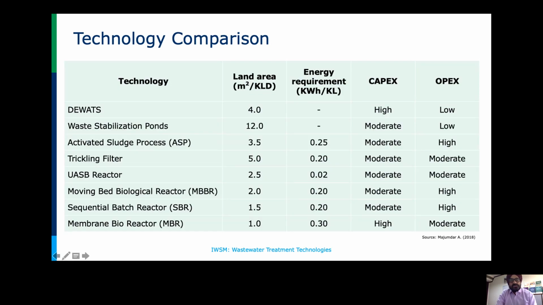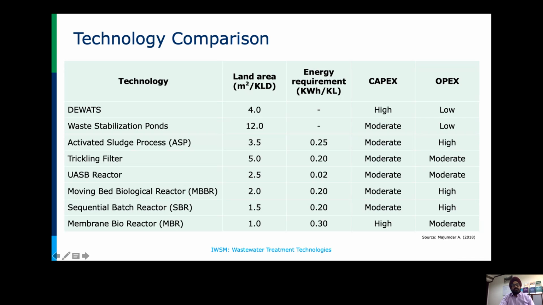So let's see the technology comparison of all the technologies presented. There we will see the different characteristics we have kept here: land area, energy required, capex, opex, and all these technologies give you different results. So for example, the DEWATS land area required is high, capex is high, but opex is low.